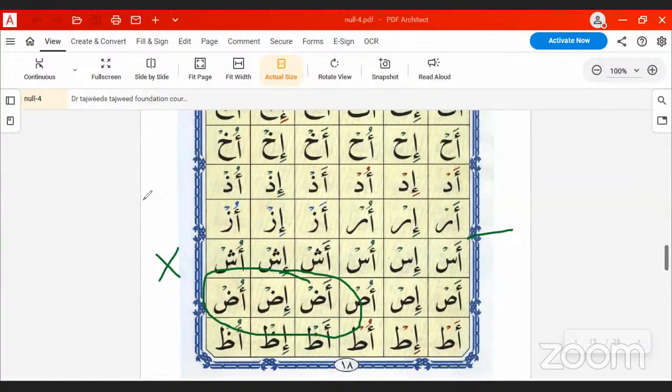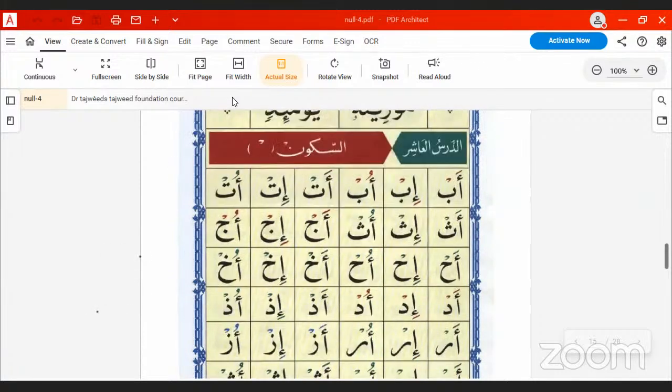Okay. Next line. At, it, ut. And the last one is az, is, uz. Don't say az, is, uz. Okay, this is sukoon. The chapter of sukoon is over. It is a very easy chapter, but be careful with the kalkala letters. Which are the kalkala letters? Qaf, ta, ba, jim, dal.